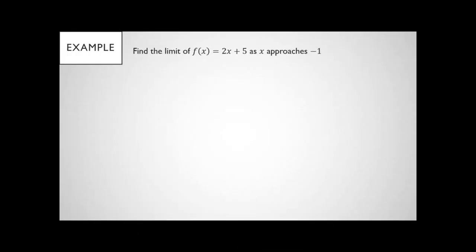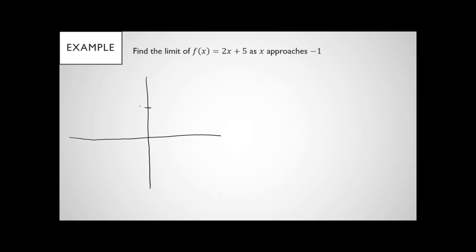So I just have tons of examples here. Find the limit of f of x equals 2x plus 5 as x approaches -1. So I'm going to start by actually drawing a graph, because this is where it sort of makes sense graphically.